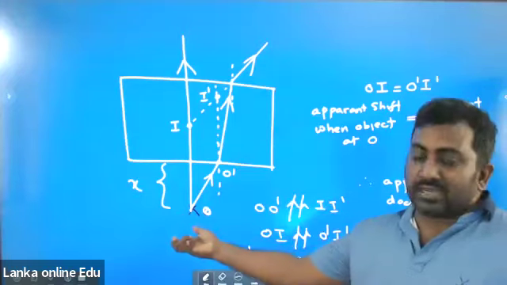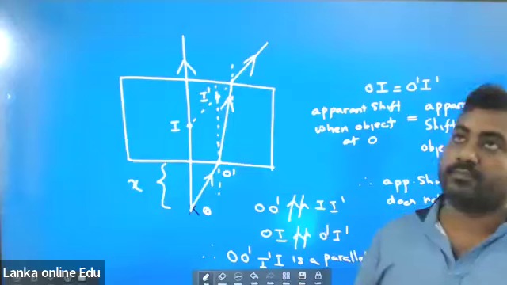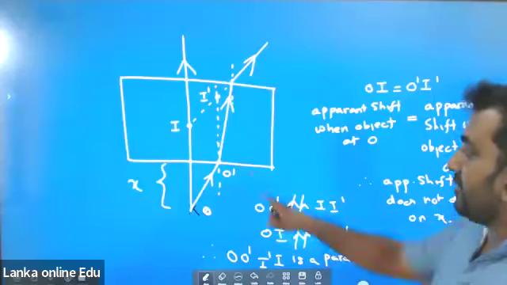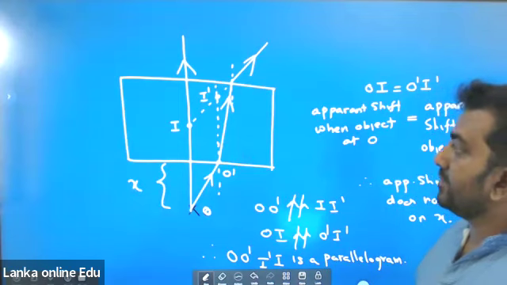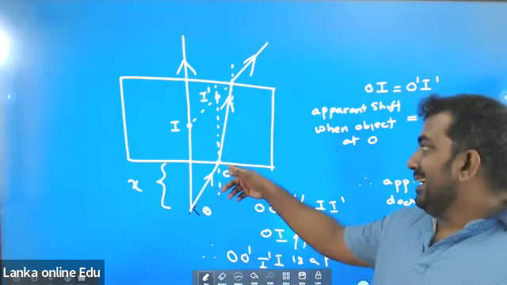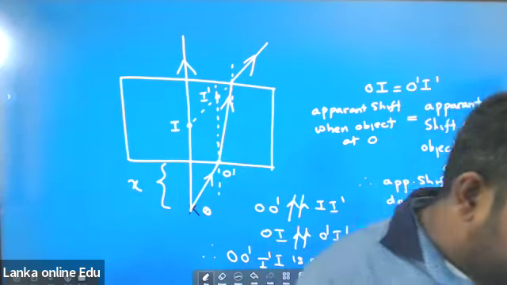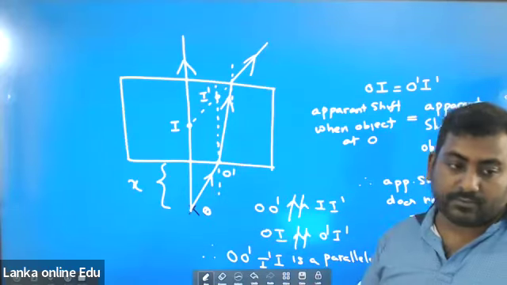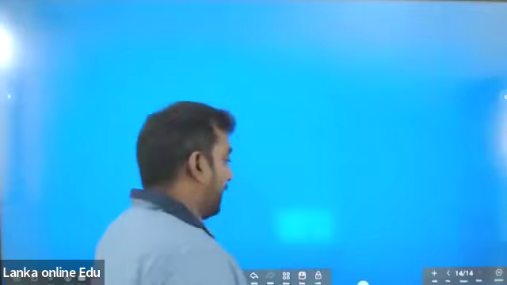So if we keep an object far below a medium, the apparent shift is the same as keeping the object at the bottom of the medium. Okay? From this, we can move to multiple mediums, which is the last part.